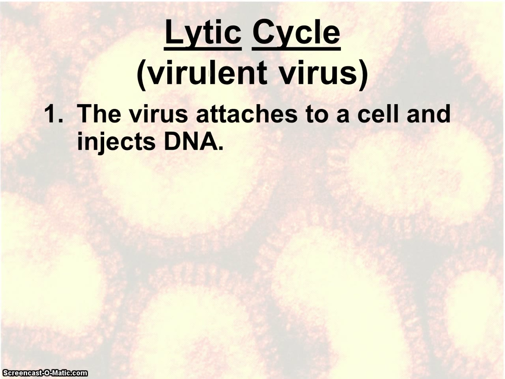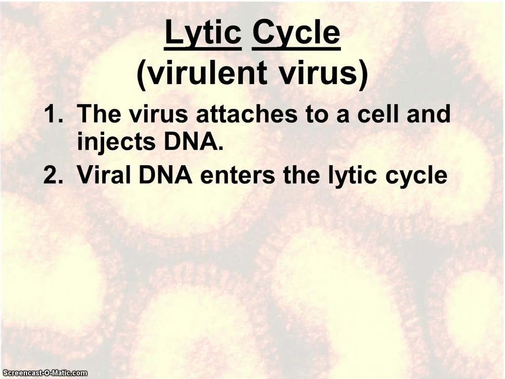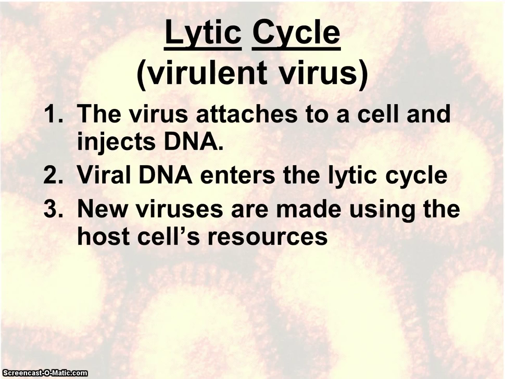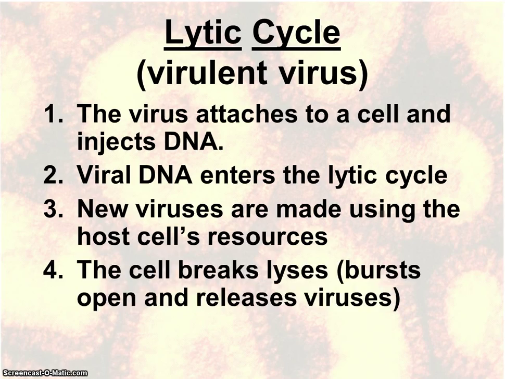So let's look at the lytic cycle a little bit more. The virus attaches to the cell and injects its DNA. I've already talked about that. Then it enters the lytic cycle. New viruses are made by the host cell's resources. Eventually that cell will burst. The process of a cell bursting is called lysing. The cell will lyse or burst, and when that happens, all of those viruses that were made are going to be released where they can go and infect other cells.